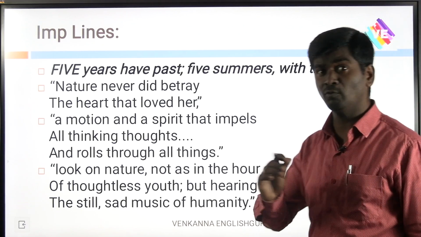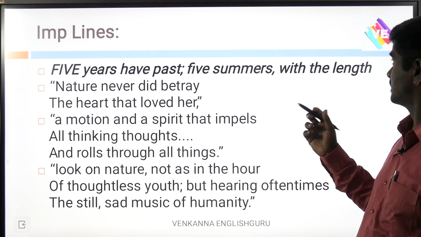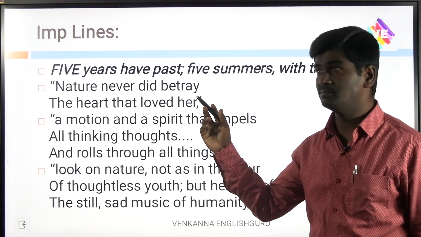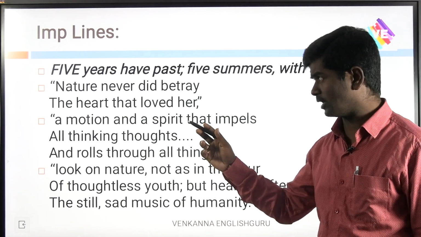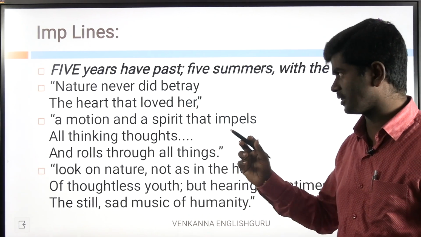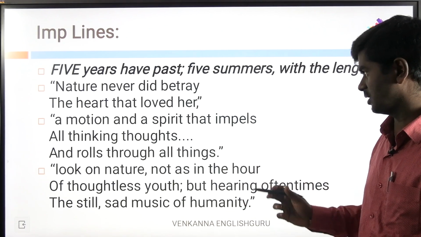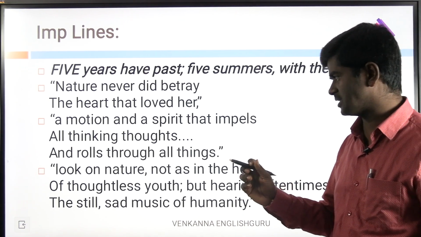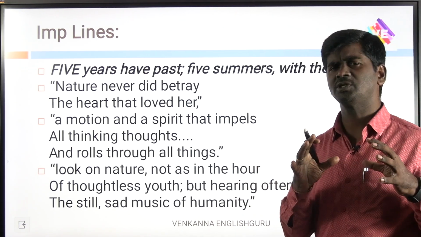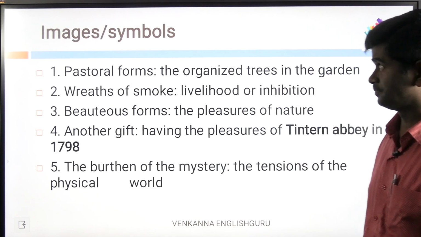Remember, what are the important lines of this poem? Five years have passed, five summers with the length. Nature never did betray the heart that loved her. A very popular line. And the emotion and the spirit that impels all thinking things and rolls through all things. Look on nature not as in the hour of thoughtless youth, but hearing oftentimes the still, sad music of humanity. What a wonderful line that he uses.